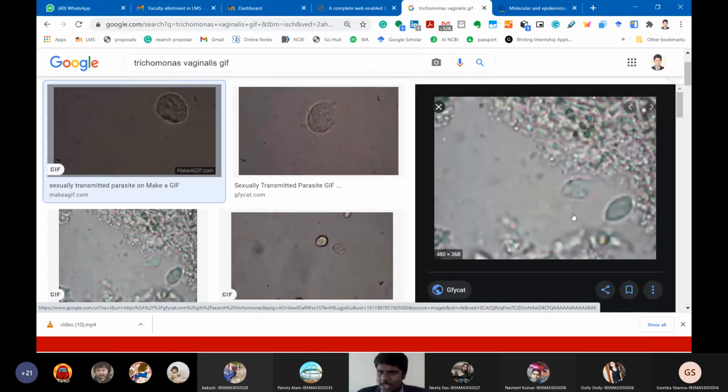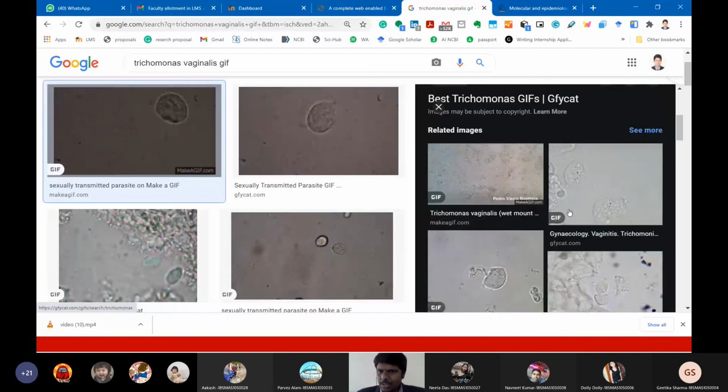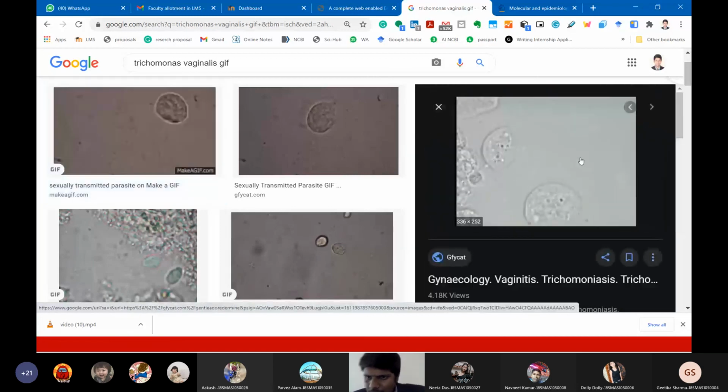Okay, so this is the Trichomonas vaginalis. So this is how a Trichomonas vaginalis looks like. Here also we have Trichomonas vaginalis. See here, a nice pointed, transparent, pointed flagellum and costa. So this is Trichomonas vaginalis.